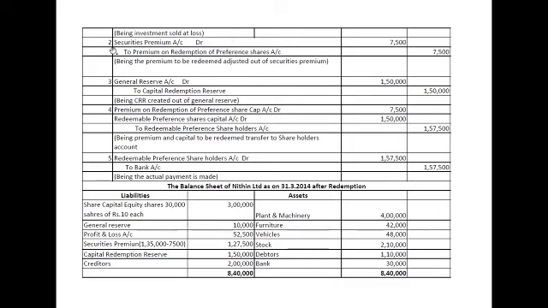Second entry: usually we give one for fresh issue, but in this problem no fresh issue is mentioned. So directly we go for premium on redemption. Premium on redemption is adjusted out of the securities premium account. So securities premium account debit to premium on redemption of preference shares 7,500. We already showed that in our working note. How we got 7,500: 15,000 into 0.50 per share. That is the premium amount paid on redemption.